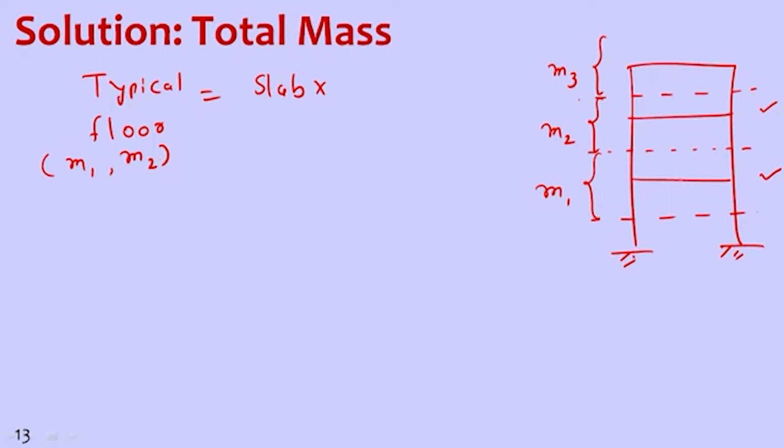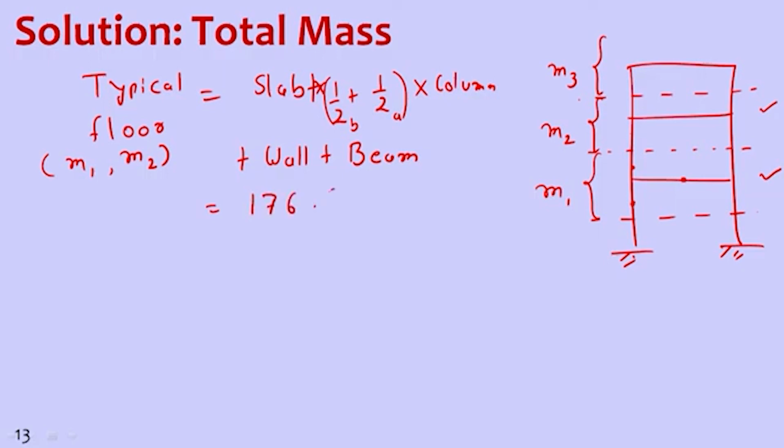So the total mass of a slab plus half of the column below plus half of the column above. So slab plus half of the floor below, half of the floor above, this is for the column, plus the entire weight of a wall plus the weight of a beam. So it will give us the mass as 176.69 into 10 raised to 3 kg.